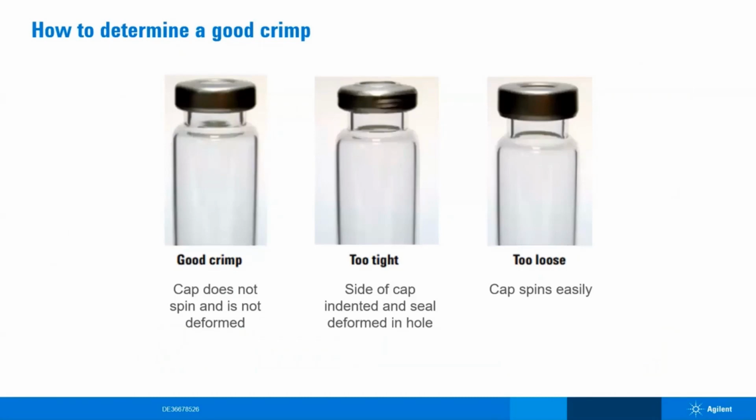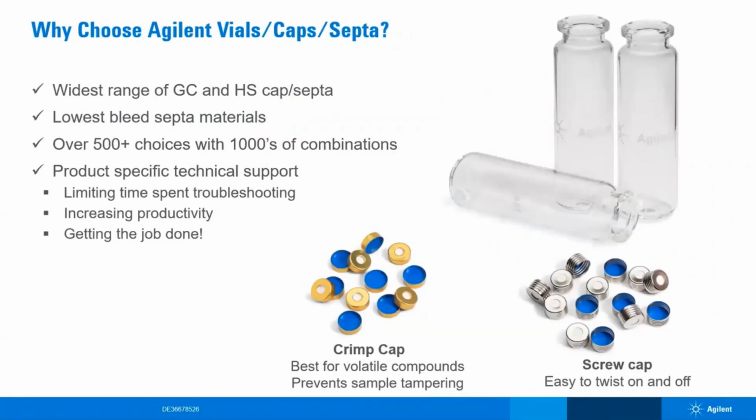Just to go over crimping best practices. A good crimp does not have any sort of deformation like you see in the middle where it is too tight and has that arch in the center. And then it also is not so loose that the cap can spin. You do need to make sure these are airtight so that the vial can be properly pressurized and does not have turnover of gas into the oven. So, lastly, Agilent does provide a wide range of crimp and screw top caps.